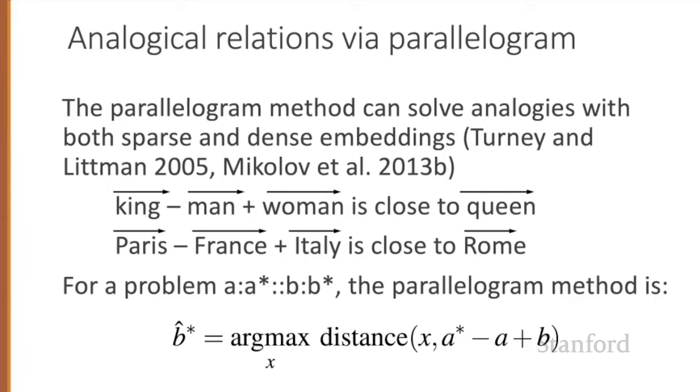So for example, the vector for king minus the vector for man plus the vector for woman is close to the vector for queen. Or the vector for Paris minus France plus Italy is close to Rome. And in general, for a problem A is to A star as B is to B star, where our goal is to find the missing B star, we compute the distance of all words in the embedding space to A star minus A plus B and return the word that has the maximum.